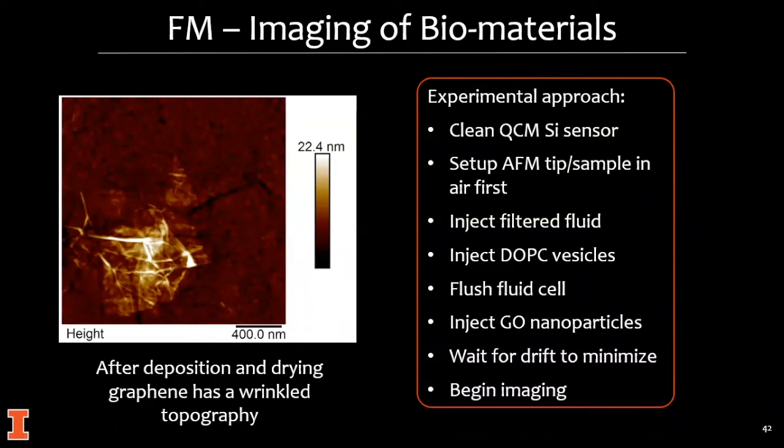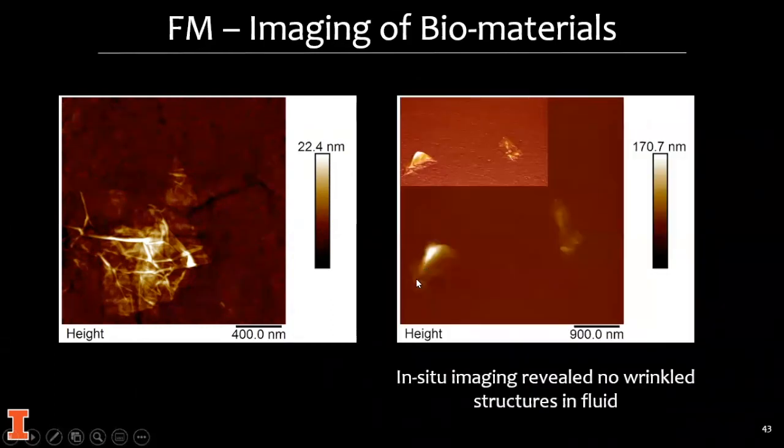deposit. And because we did all this injecting and flushing, now we have to wait for drift, because you can't image if you have a lot of movement happening inside the cell. The liquid cell is just, you're not going to be able to get a stable image. So what happened, just to show you, is that we didn't see any wrinkles at all. And so the power of this force mapping, you can see this really clear image.